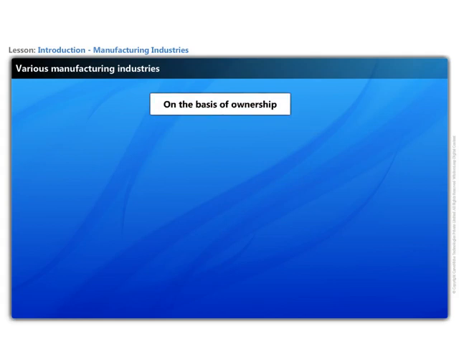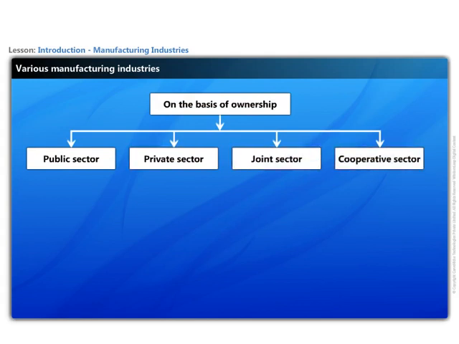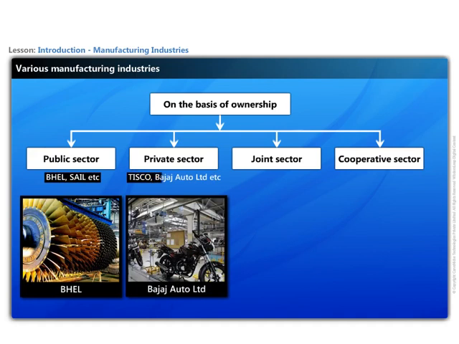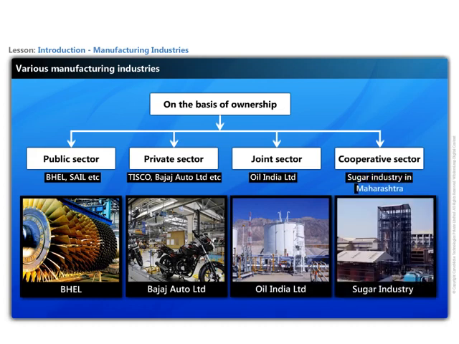On the basis of ownership, industries are classified as public sector, private sector, joint sector, and cooperative sector industries. BHEL, SAIL, etc. are operated by government. TISCO, Bajaj Auto Limited, etc. are examples of private sector industry. Oil India Limited is a joint venture by public and private. Sugar industry in Maharashtra is an example of cooperative operated industry.